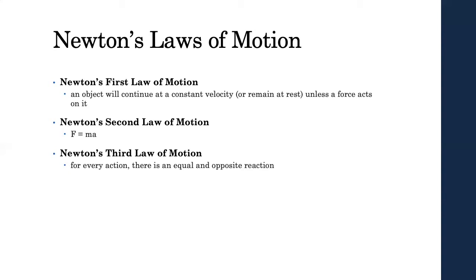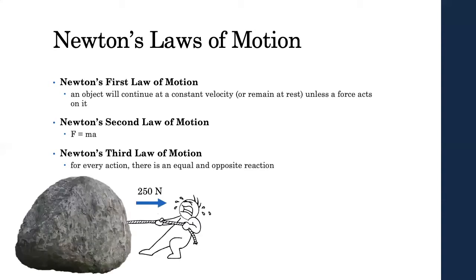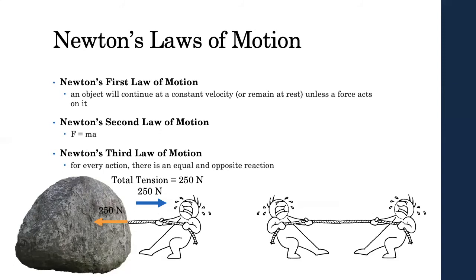Some people have a tough time figuring this one out in their head. So here's an example. If you, for whatever reason, need to move a rock and you've tied a rope to it and you're yanking on it with all your might, let's say 250 newtons of force, and the rock doesn't budge, well, that means the rock is holding you in place. The rock is pulling the rope to keep you stationary. So if you're pulling with 250 newtons, that means the rock is also pulling with 250 newtons of force. It's a net zero. Total tension in the rope, 250 newtons.